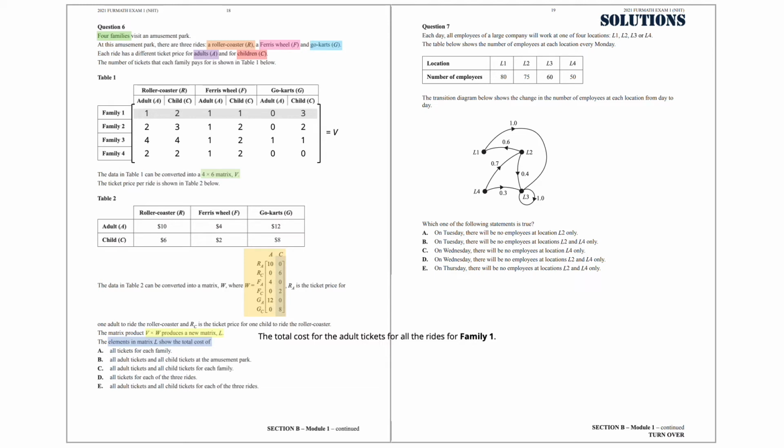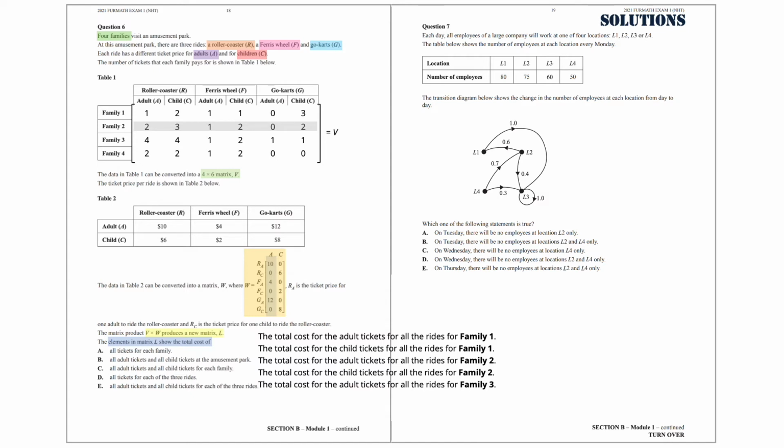Then when we multiply the elements in row 1 in matrix V by the elements of column 2 in matrix W, that gives us the total cost for child tickets for all the rides for family 1. When we multiply the elements of row 2 in matrix V by the elements in column 1 of matrix W, that gives us the total cost for the adult tickets for all the rides for family 2. And we continue like this, and we can say that the elements in matrix L show the total cost of all adult tickets and all child tickets for each family.